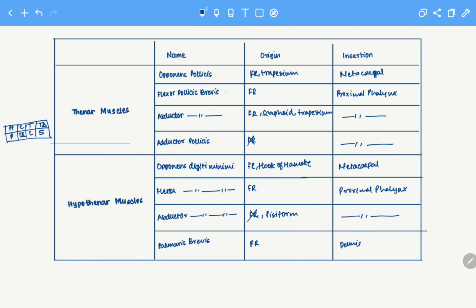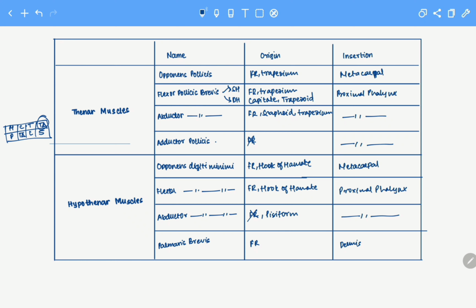Then we have flexor. Here we'll have the superficial head and the deep head. The superficial head will have the flexor retinaculum, and the superficial head will also have the trapezium. Then we have the deep head. The deep head will have the capitate and the trapezoid. Over here the flexor will be again hook of hamate.